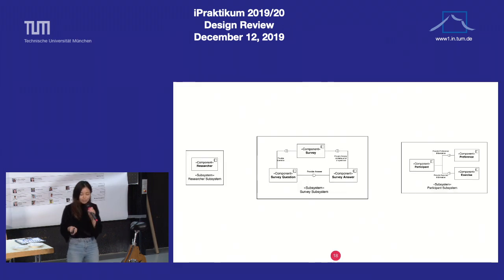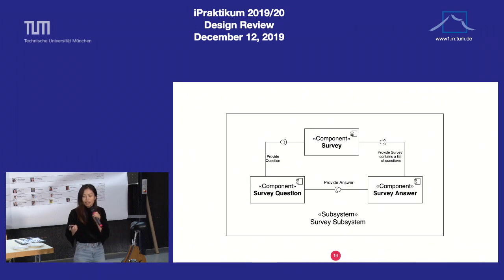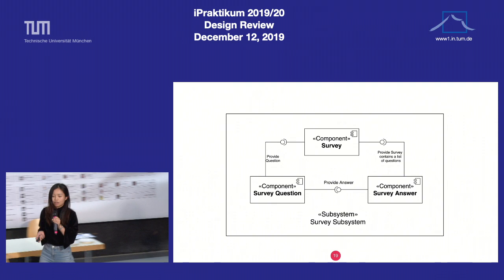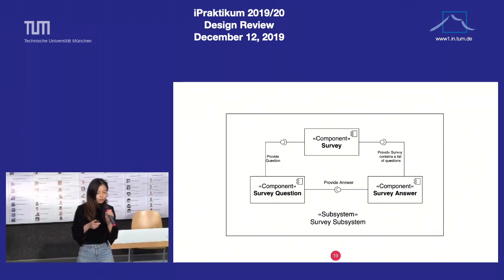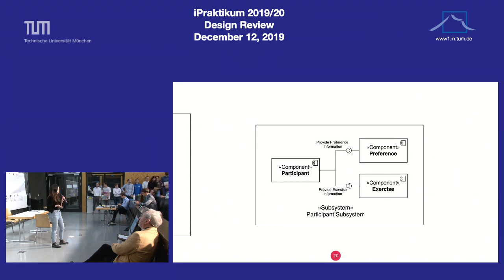We divide the system into 3 subsystems: the researcher, the survey, and the participant. Let's have a close look. The survey subsystem basically consists of the survey and the survey question from the researcher part and the survey answer from the participant part. And the participant subsystem consists of the participant and the food preference they provide and the exercise they are doing.